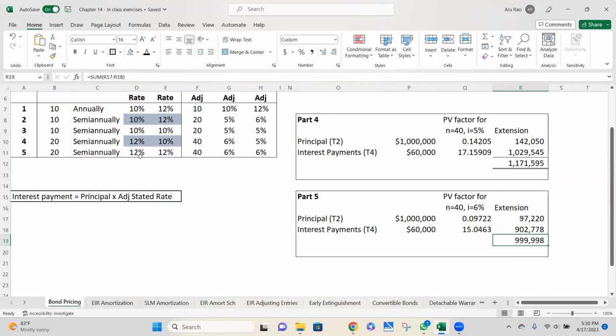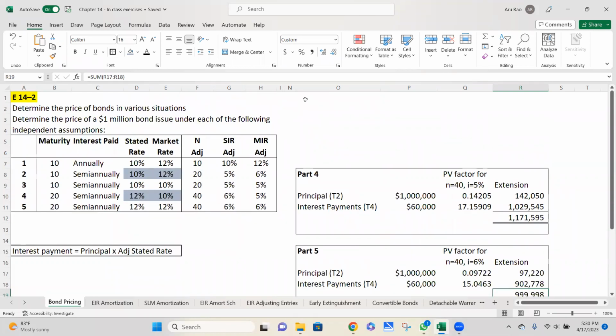If your bond interest rate and market interest rate are the same at the time of issue, you will issue it at face value. If the bond rate is lower than market, you'll issue at a discount. If the bond rate is higher than market, you will issue it at a premium. So once again, to recap what we need to do, check to see if interest is paid annually, semi-annually, quarterly. If it's annual, no adjustments are needed. If it's any other way, any other number of payments, you need to make that adjustment first.